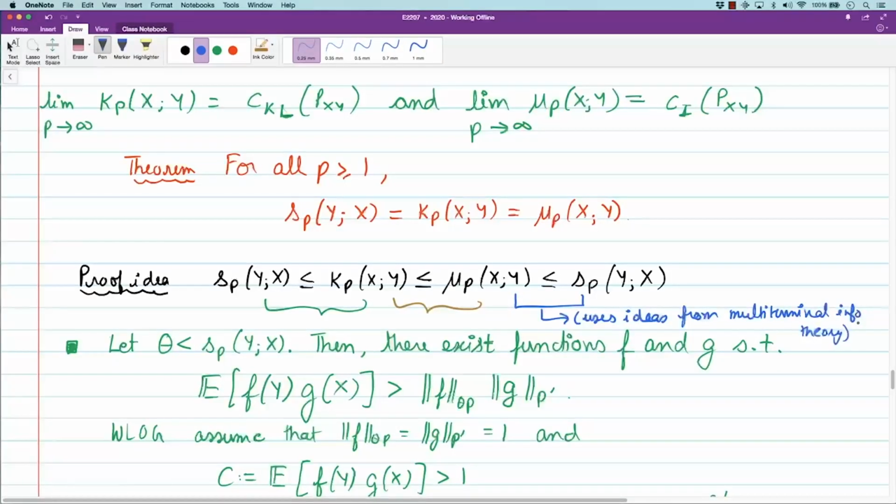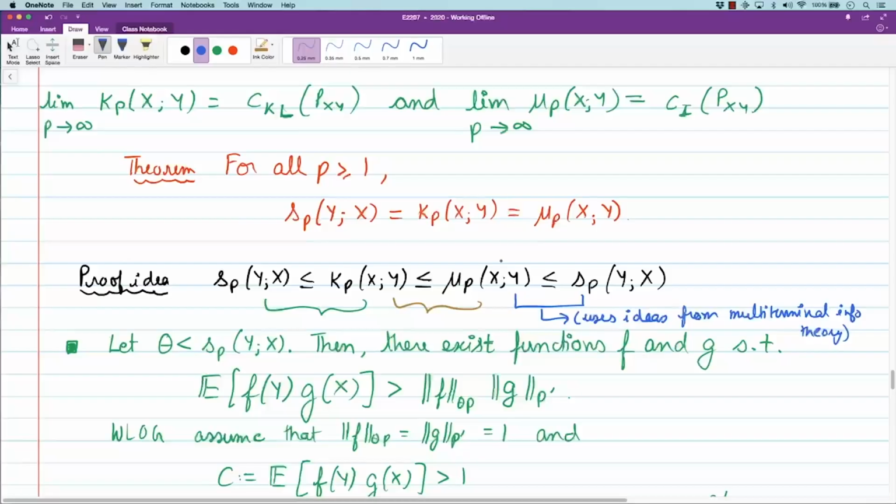So I'll just tell you how we do it. We use the fact that this SP tensorizes. First, we use that mu_p(X;Y) is less than or equal to mu_p(X^n;Y^n). That's true because X^n, Y^n has more options. Then we show that mu_p(X^n;Y^n) is less than or equal to s_p(Y;X) for n sufficiently large, or in the limit as n goes to infinity. And that completes the proof.